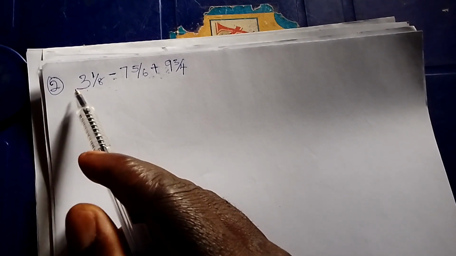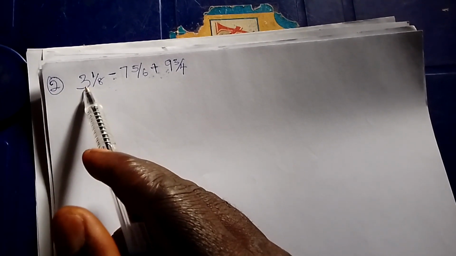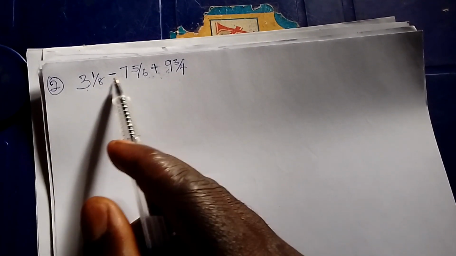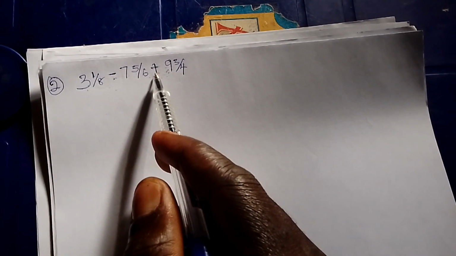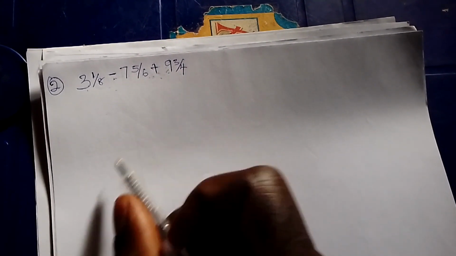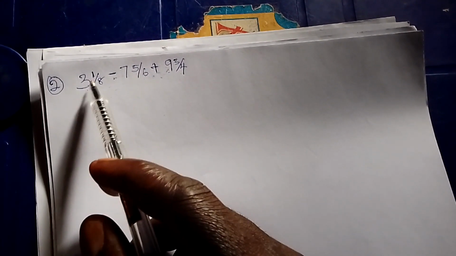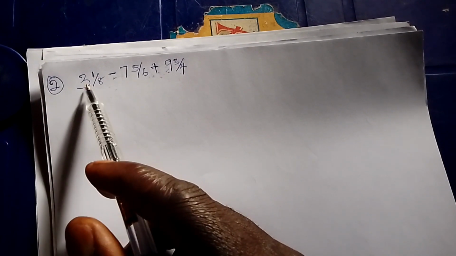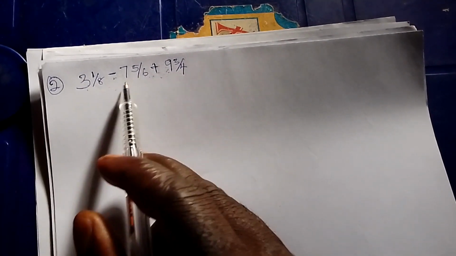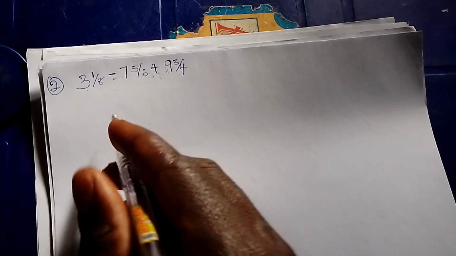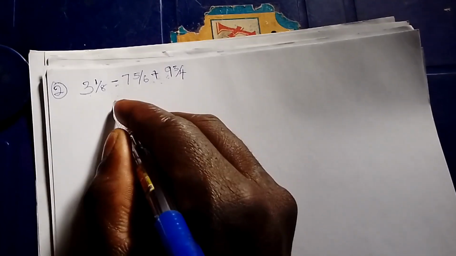Example number 2 says 3 whole number 1 over 8 minus 7 whole number 5 over 6 plus 9 whole number 3 over 4, which I told you before that you can convert this mixed number into improper fraction and take the LCM directly, but I like to simplify it using the whole number then the fractions. So solution.